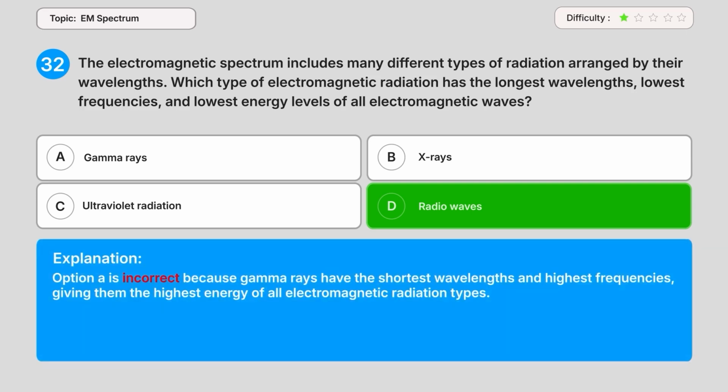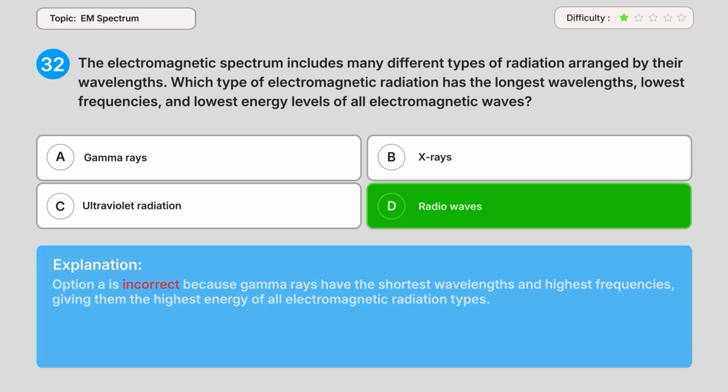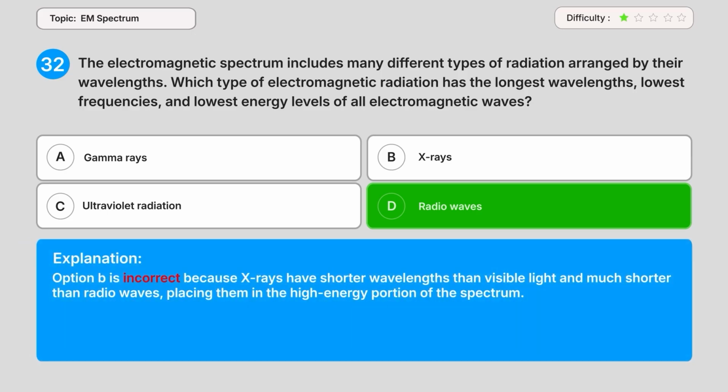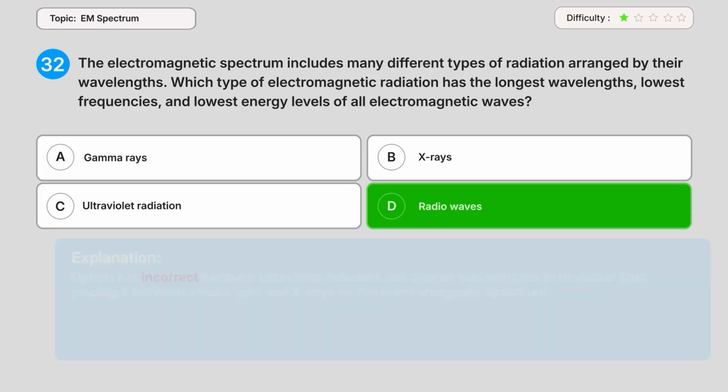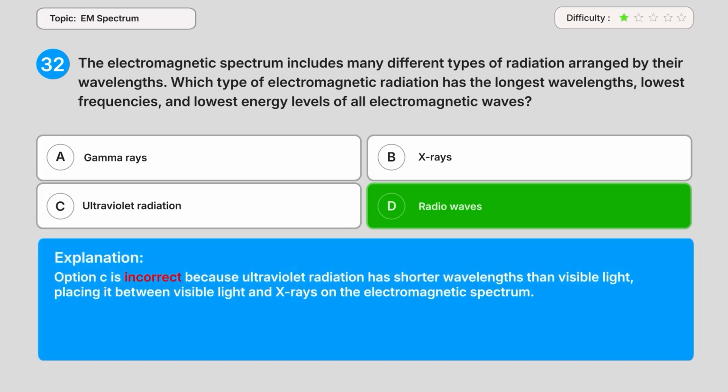Option A is incorrect because gamma rays have the shortest wavelengths and highest frequencies, giving them the highest energy of all electromagnetic radiation types. Option B is incorrect because X-rays have shorter wavelengths than visible light and much shorter than radio waves, placing them in the high-energy portion of the spectrum. Option C is incorrect because ultraviolet radiation has shorter wavelengths than visible light, placing it between visible light and X-rays on the electromagnetic spectrum.